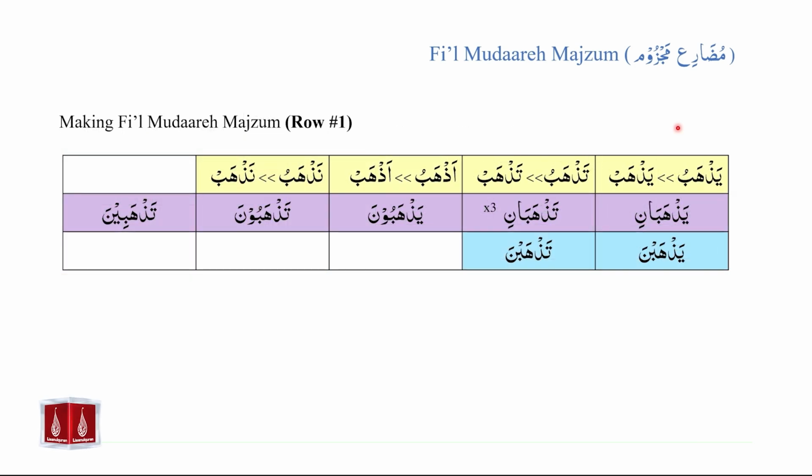We will start with row number 1. In row number 1, we have yazhabu, tazhabu, tazhabu, azhabu, and nazhabu. These are all examples of fi'il mudare marfu. In order to convert yazhabu into fi'il mudare majzoom, we will write it as yazhab. Yazhabu is becoming yazhab. Tazhabu will become tazhab. Azhabu will become azhab, and nazhabu will become nazhab. So if we pay attention, the pesh on the last alphabet of fi'il mudare marfu is being converted into the sukoon symbol. So yazhabu is becoming yazhab.